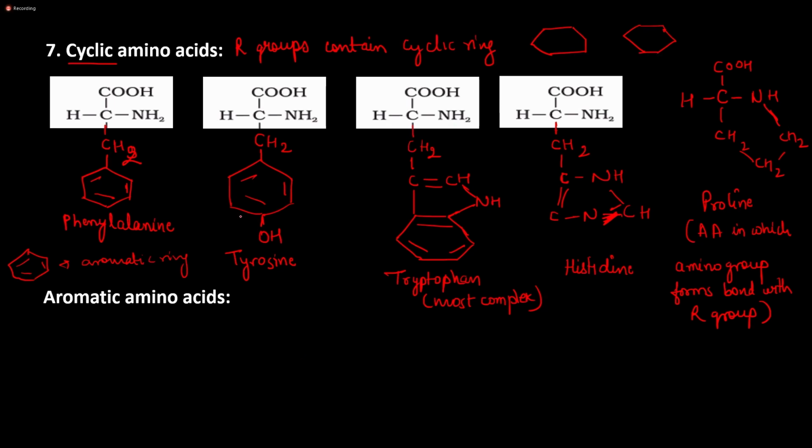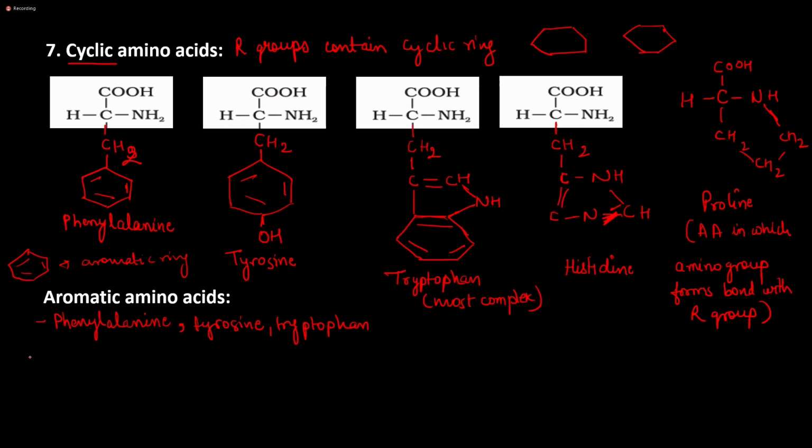We can see through the structure, right? Phenylalanine has this benzene ring, right? So the first is phenylalanine. Now, which is the second amino acid that contains a benzene or aromatic ring? Tyrosine, right? And the third, if you see tryptophan, tryptophan also consists of an aromatic ring. This ring is an aromatic ring, right? So the third is tryptophan. So these are the aromatic amino acids.